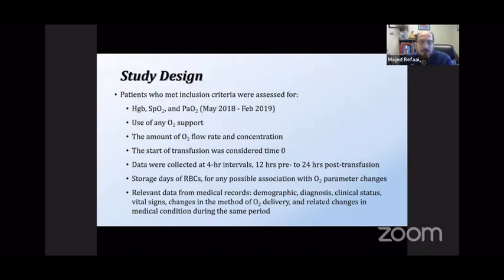For patients who met the inclusion criteria between May 2018 and February 2019, about 10 months, we assessed the hemoglobin, SpO2 and PaO2. We also assessed the oxygen support, the amount of oxygen flow and concentrations during the 36 hours. The start of transfusion, as I said, was considered time 0, and data were collected and analyzed at 4 hour intervals, 12 hours before and 24 hours after. We also looked at the storage days of the red blood cells, just to see if that would change any of these parameters. And then any relevant data from the medical record, as you can see here.